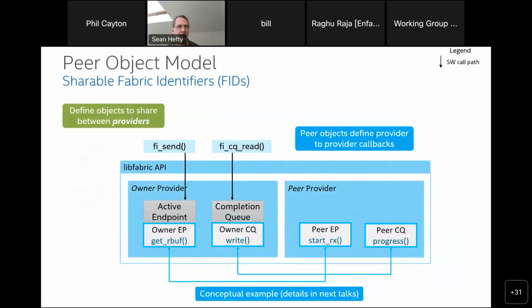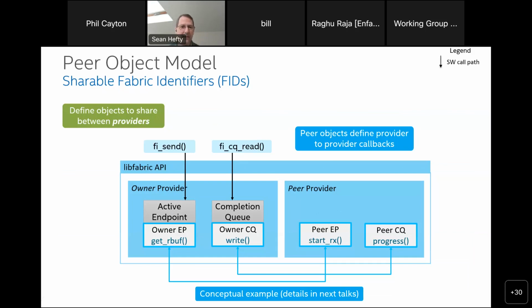So our model, we want to define these different objects, and these are defined specifically to share between the providers. Now, at the application level, the application calls send, or they're going to read the completion queue that comes down through the libfabric API. The send goes to an endpoint, receive queue read just goes to a completion queue. And those objects are allocated by what we call the owner provider.